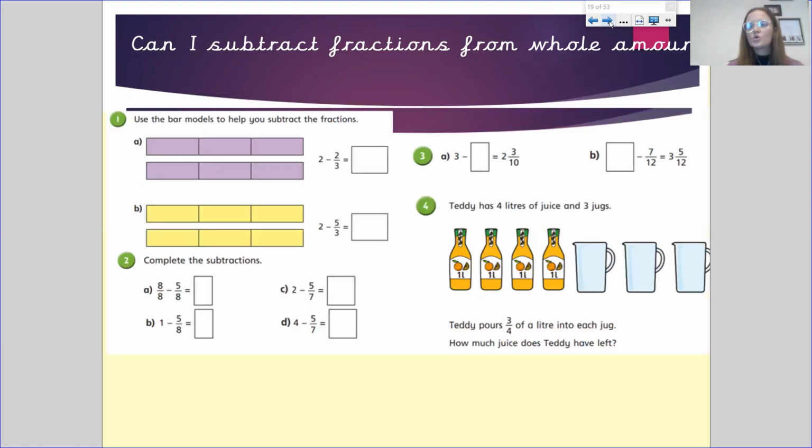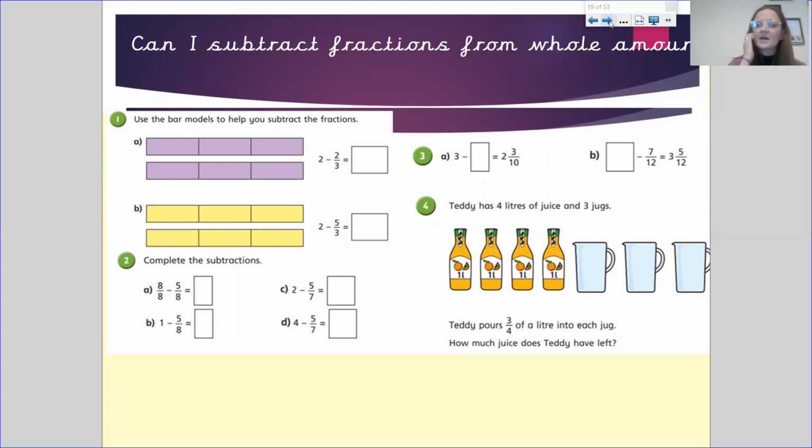Right, so your 4 tasks today are as follows. This is your independent work. Use the bar model to help you subtract these fractions. Complete the subtractions that you have there, A, B, C, and D. Question 3, you've got a whole number minus something gives you an answer. What is the missing number? And then the missing number is at the beginning, minus that will give you that. So what was the whole number we started with?